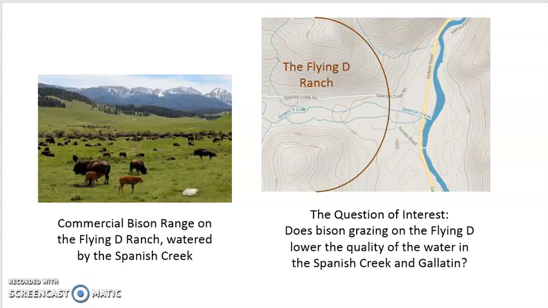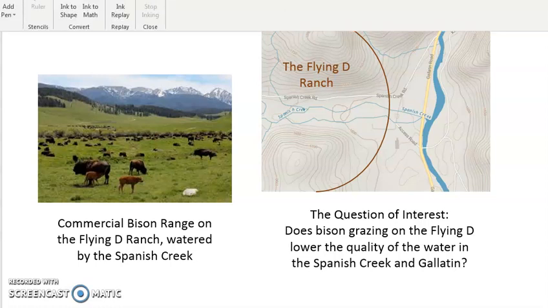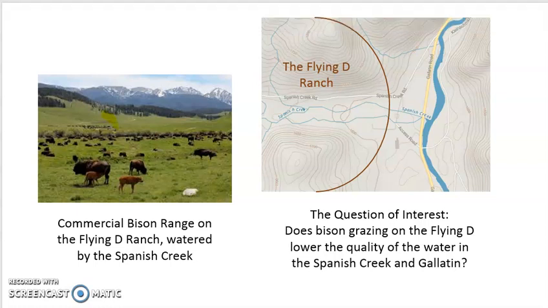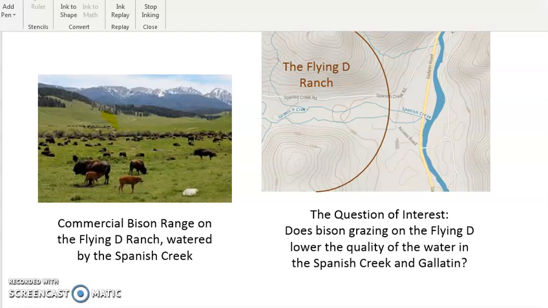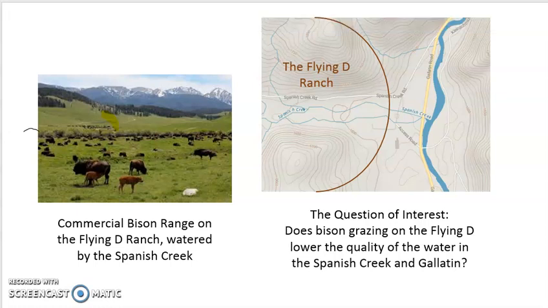On the Flying D Ranch, there is a commercial bison operation, and that's this picture here on the left. Spanish Creek, as you'll see here, is in this drawing. In yellow is, oops, sorry. This is the dangers of live videoing. The Spanish Creek is that little section right there. So it's that little ribbon of trees, and the bison are all around it.